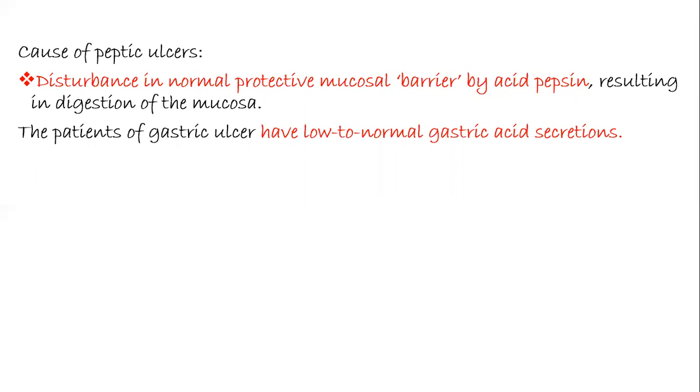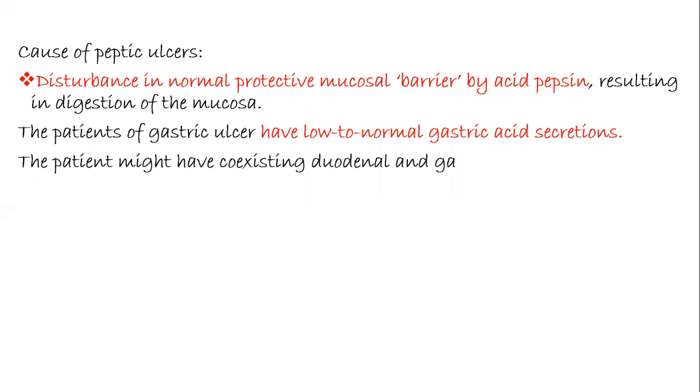The patients of gastric ulcer have low to normal gastric acid secretion. The patient might have coexisting duodenal and gastric ulcers. There are chances that a person might suffer from both duodenal and gastric ulcer at one time. The etiology of it is multifactorial. Now we'll see the etiology.